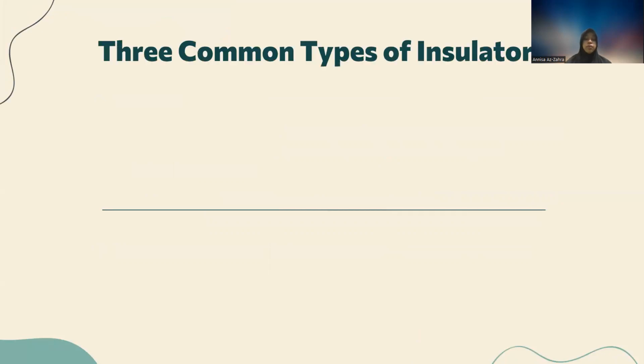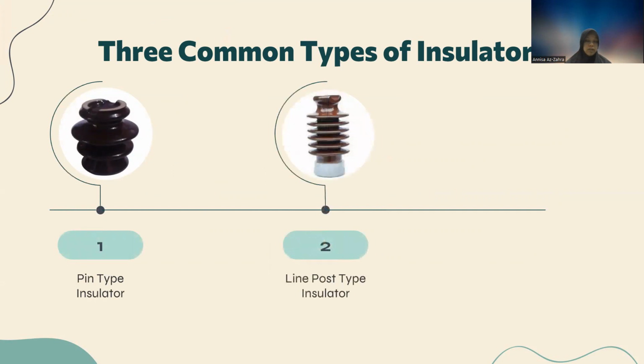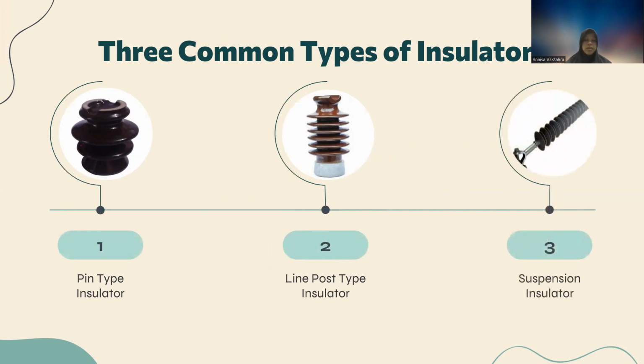Three common types of insulators. First is pin-type insulators. The second is line post type insulators. And the third is suspension insulator. Pin-type insulator and post-type insulator are used in transmission lines with a relatively low working voltage, less than 22 to 33 kV, while hanging insulators can be coupled into a series of insulators whose number can be adjusted according to need.